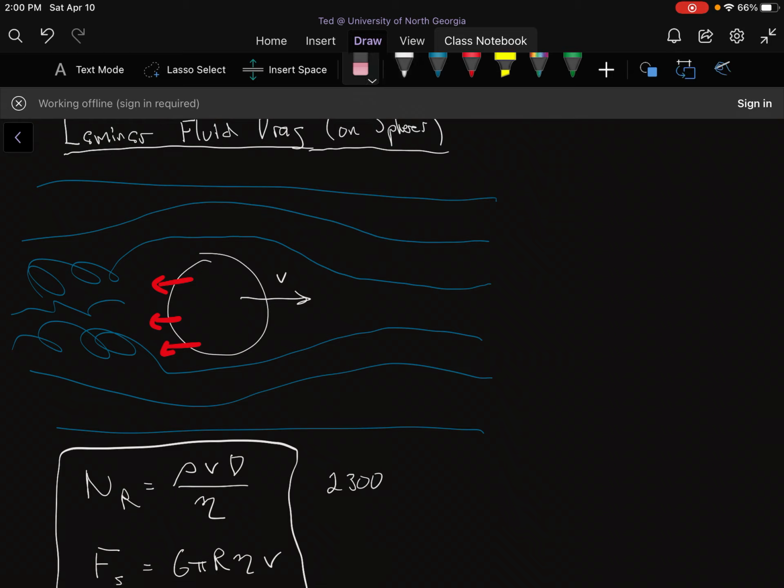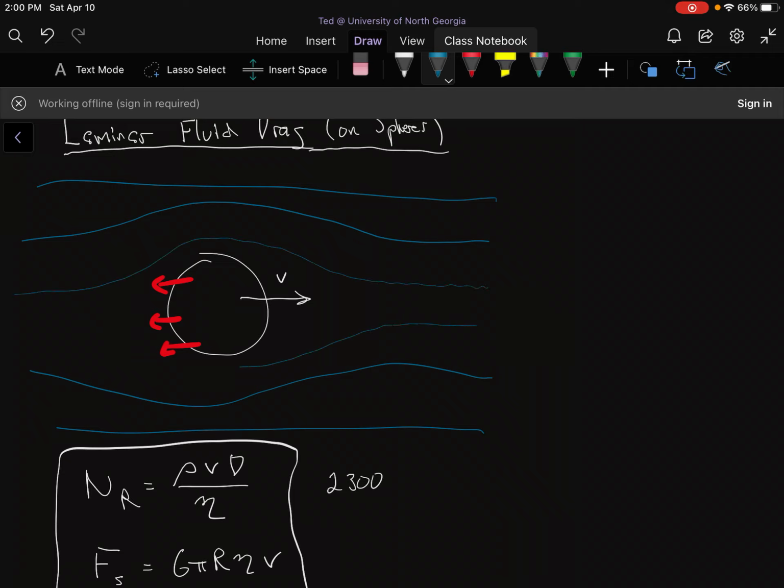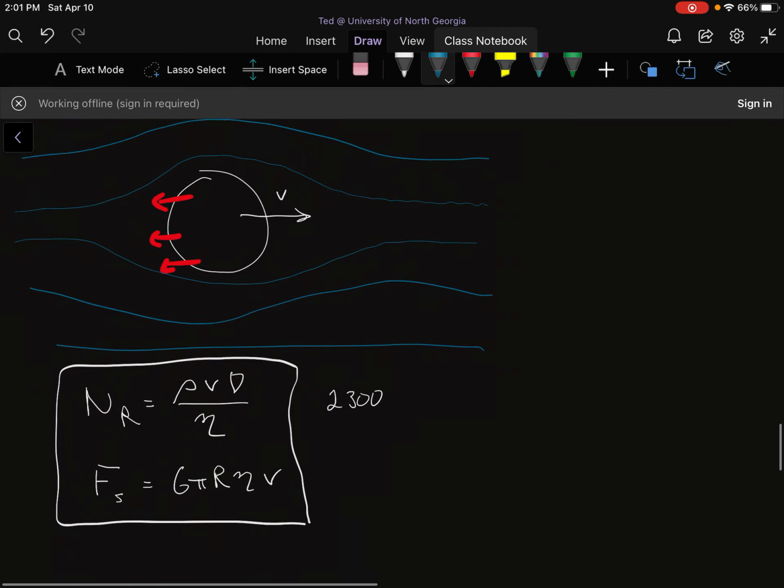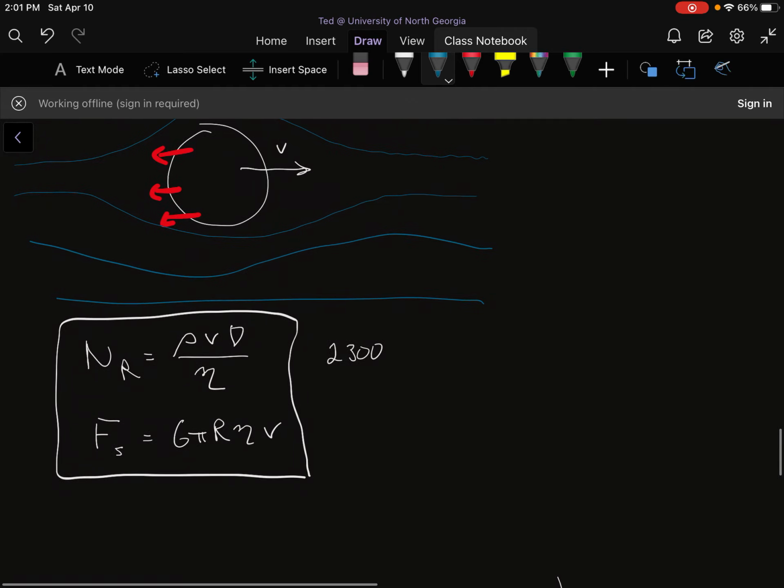And remember, this only works if we have laminar flow. So it's got to be this nice, smooth flow of fluid around the ball. And if we have this nice, smooth flow of fluid around the ball, we get this backwards force that's equal to 6 pi r eta v.